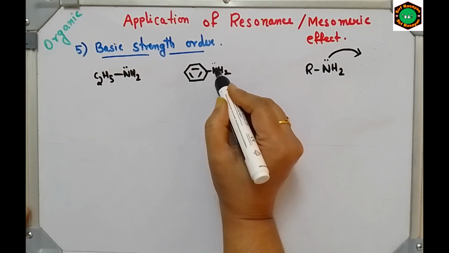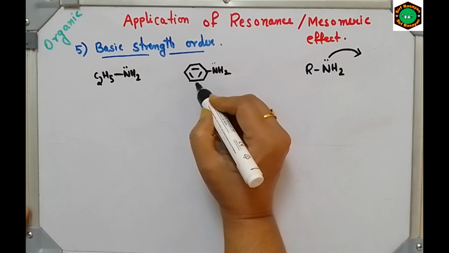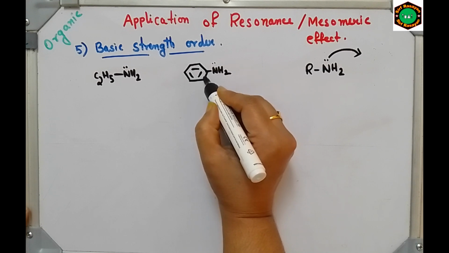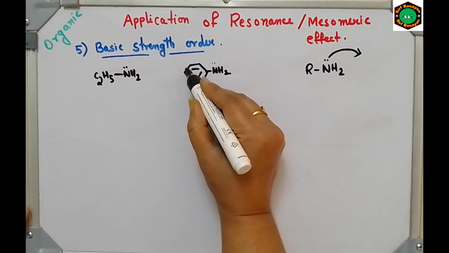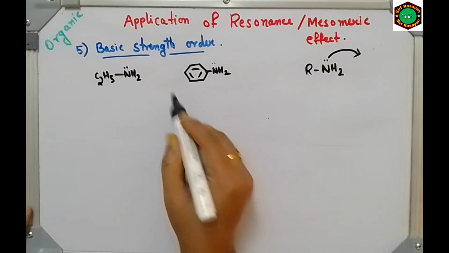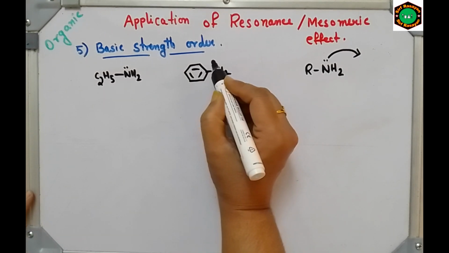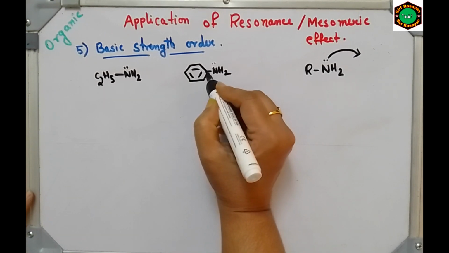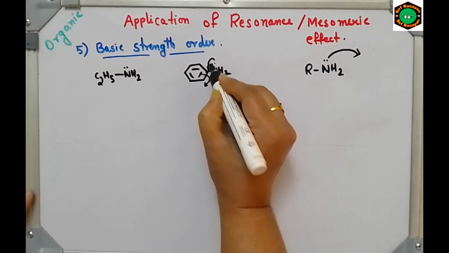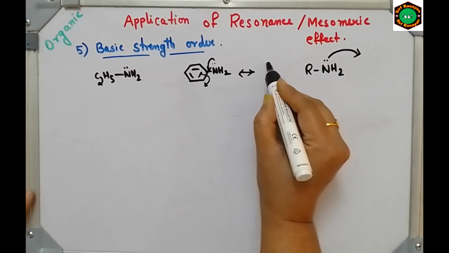Now see, for aniline, the lone pair on nitrogen is in conjugation with the pi system of the benzene ring, because you see lone pair, single bond, double bond, single bond, double bond, like that way conjugation is there. So this lone pair is involved in resonance. You can break this bond and you can get the next resonating structure.